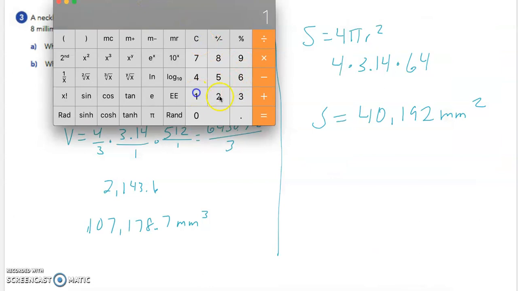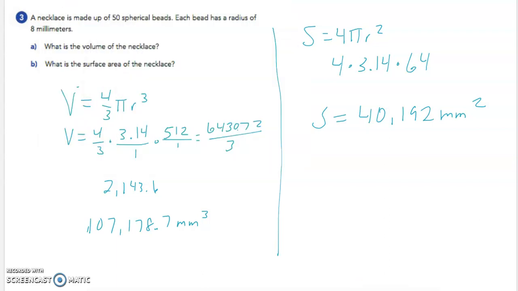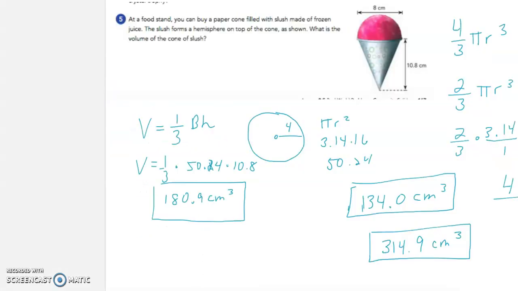So I would get 12.56 times 64. That should be 803.8. When you multiply that all out, I get 803.8. That's the surface area of one of the beads. Now I just take this and multiply it by 50, because I have 50 such beads. And I get this as an answer, 40,192 millimeters squared.